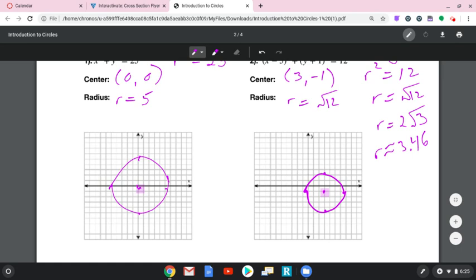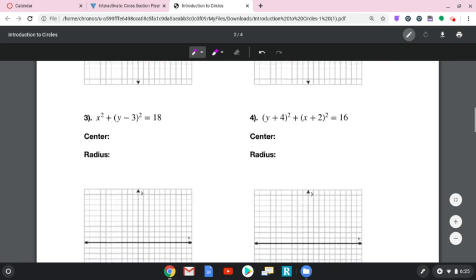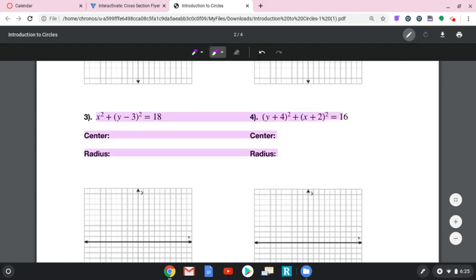All right. Now, the next two problems you're going to try for homework, but I just wanted to show you this. Be careful of the order this is written in for number 4. Look at that order. X is second. Y is first. Make sure you take that into consideration because h is always being subtracted from x and k is always being subtracted from y. So 3 and 4 are part of your homework assignment tonight.